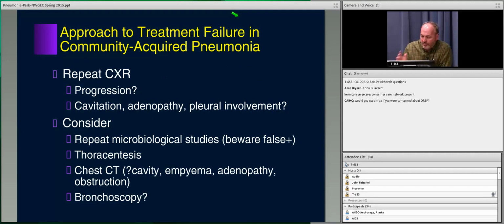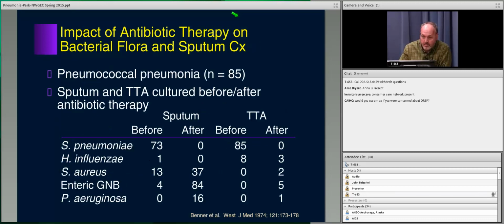Confirm the right antibiotic dose and administration. Review the micro results. Are there new susceptibility results that you need to know about? And then just think about local epidemiological trends. Who knows, maybe Ebola has finally reached Seattle, Washington. And then consider getting another x-ray. You might see progression of the infiltrate, cavitation, adenopathy, or empyema. And consider repeating your micro studies and some of these other more specialty examinations.